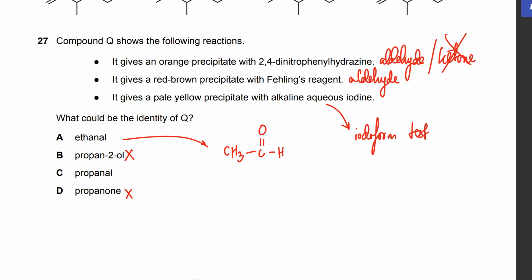We have already eliminated that earlier. Propanal is this thing. It's CH3, another CH2, and the third carbon, making 3 carbon atoms, has a double bond O and H.